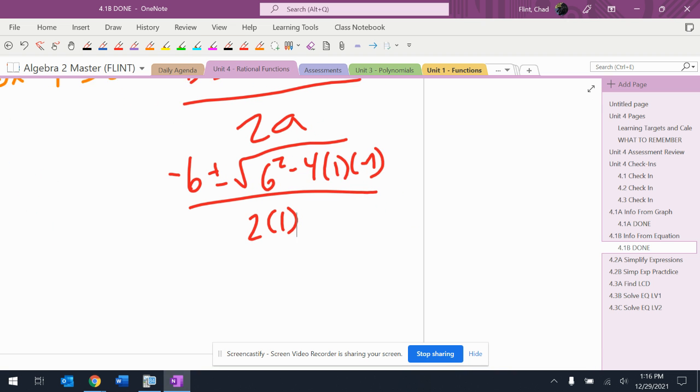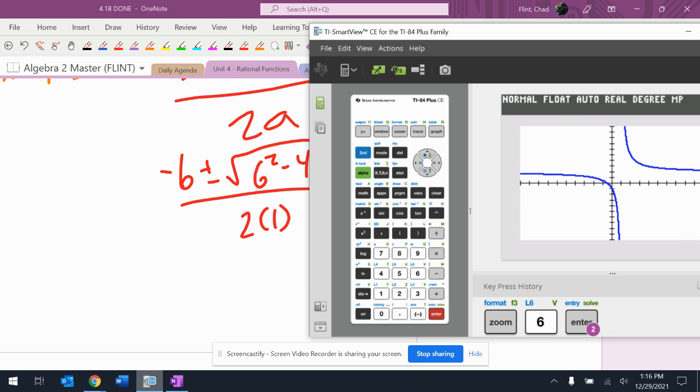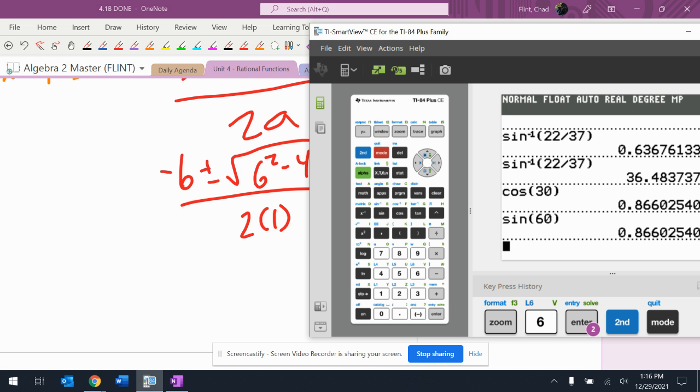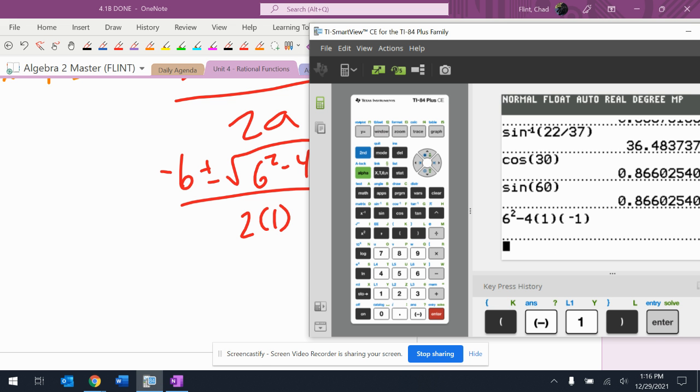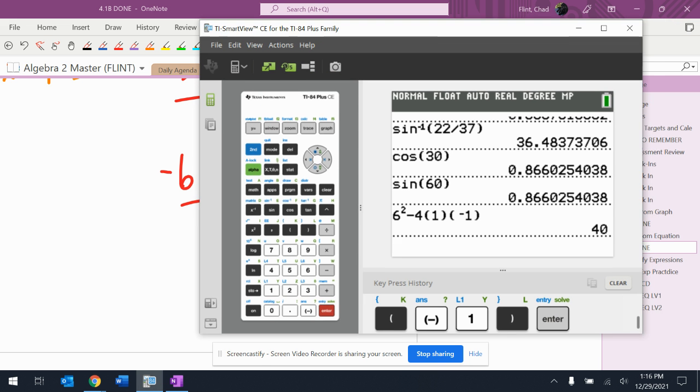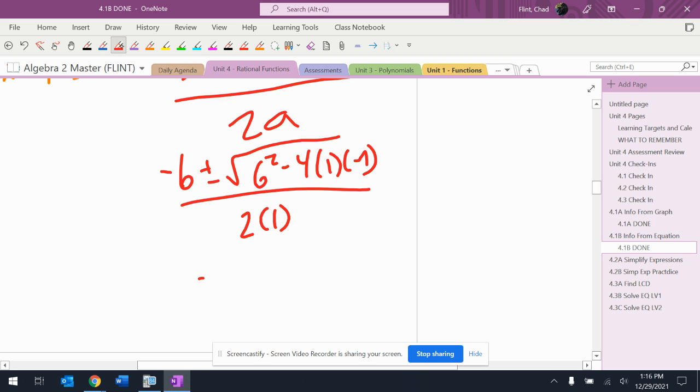I'm going to take my calculator, which I actually have open. I'm going to quit out of that. I'm going to put in what's under the radical, so 6 squared minus 4 times 1 times negative 1. And off the screen a little bit. It's 40. So this is negative 6 plus or minus square root of 40 over 2.